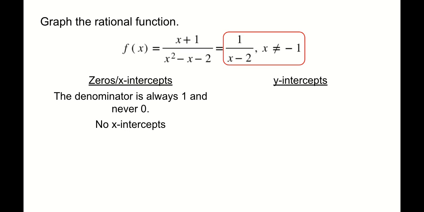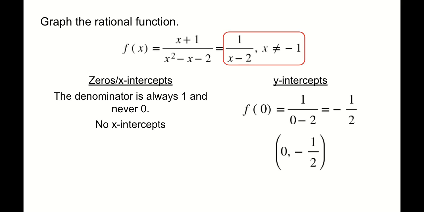Okay, let's find the y-intercept. The y-intercept is when x is 0. So let's plug in 0 for x. I'll get 1 over (0 minus 2), so I'll get negative 1/2. Again, this is y equals negative 1/2, so that's not a point. So I'll make it an ordered pair as (0, negative 1/2).